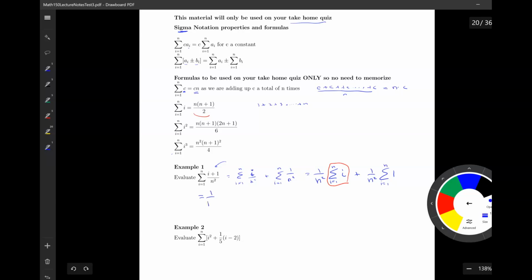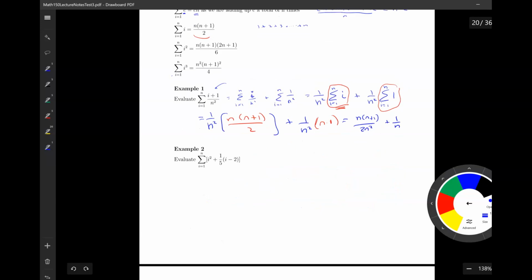All right, so looking at what I've got here, this can be replaced with this. So I have 1 over n squared times, and now I'm going to be putting in what the formula is, so n times n plus 1 all over 2. Plus 1 over n squared, and now I'm going to be putting in what this sum will be. So this is adding up the number 1, n times, so that's going to be n times 1, or just n. I just put that 1 in for emphasis. We're going to worry about simplifying later, but I guess we could just write it n times n plus 1 over 2n squared plus 1 over n.